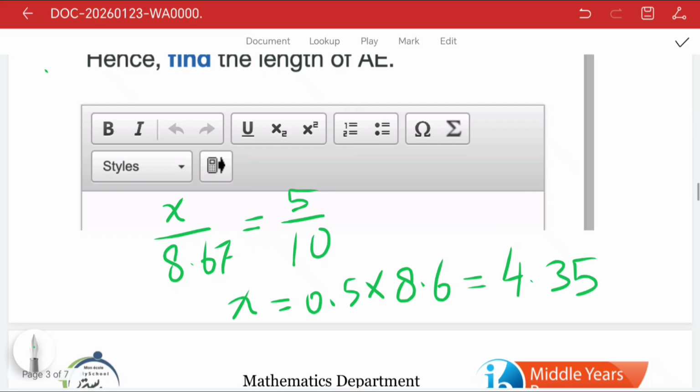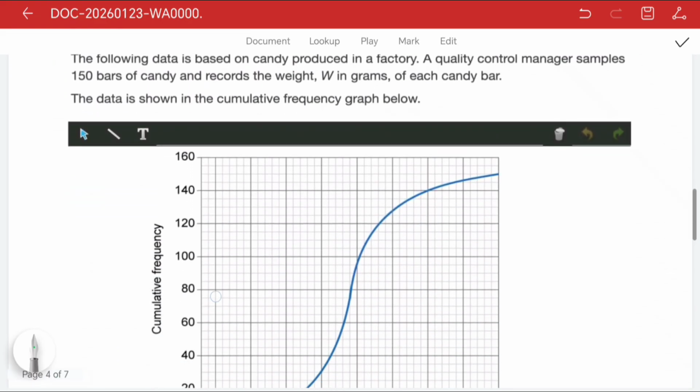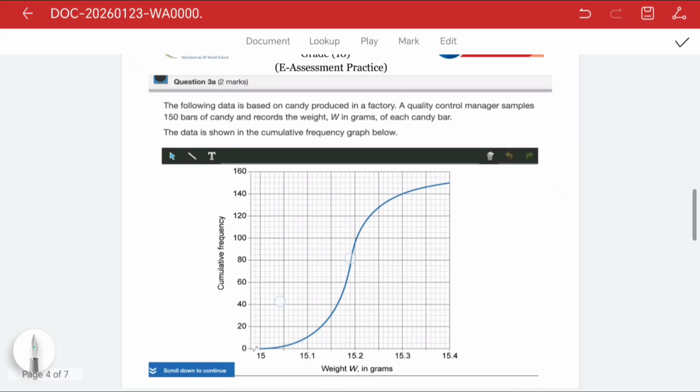I hope it is clear. Now look at the next question. In this question, the following data is based on the candy produced in a factory. A quality control manager samples 150 bars of candies and records the weight, W in grams, of each candy bar. The data is shown in the cumulative frequency graph below. This is the cumulative frequency.